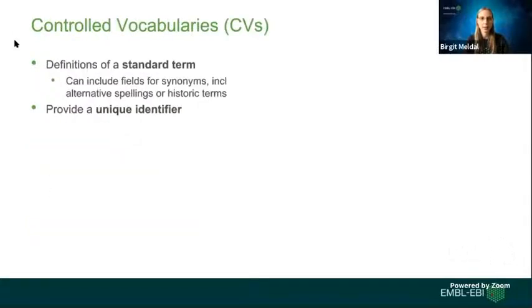Next, please. Controlled vocabularies define the terms. A term is just a name, and these names can evolve. And therefore we have synonyms as well. So they can include alternative spellings and historic terms. But the definition is what makes a term standardized. And they all get unique identifiers.